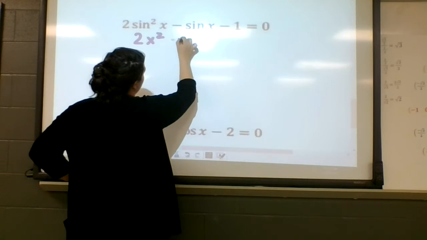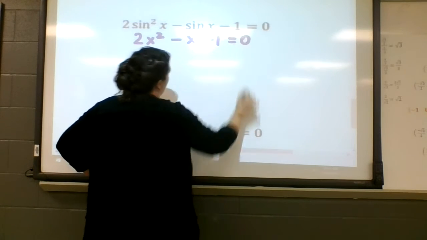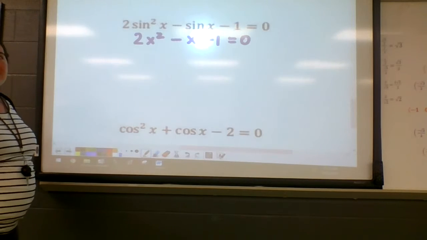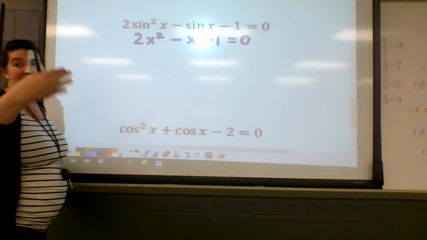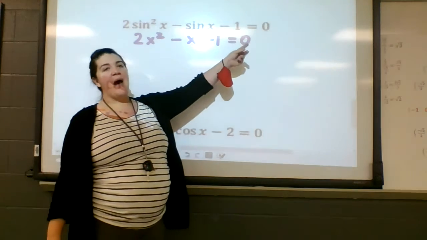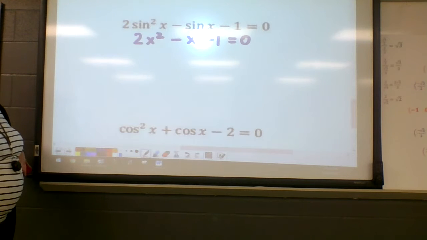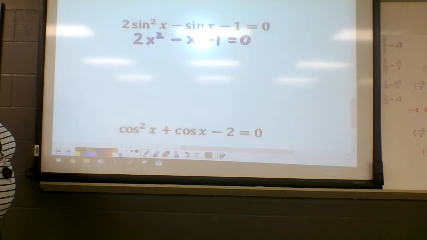So you can think about this as 2x squared minus x minus 1 equal to 0. Instead of thinking of them as sines of x, just think of them as x's by themselves and solve this by factoring. And you'll get really close to your solutions. So do you remember how to factor this trinomial?